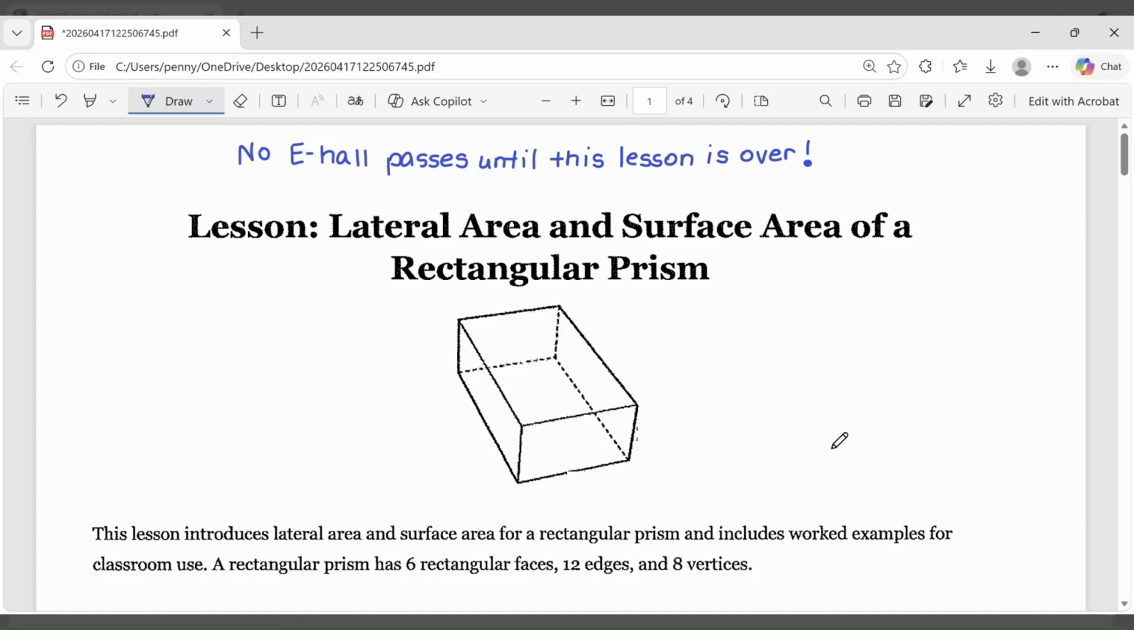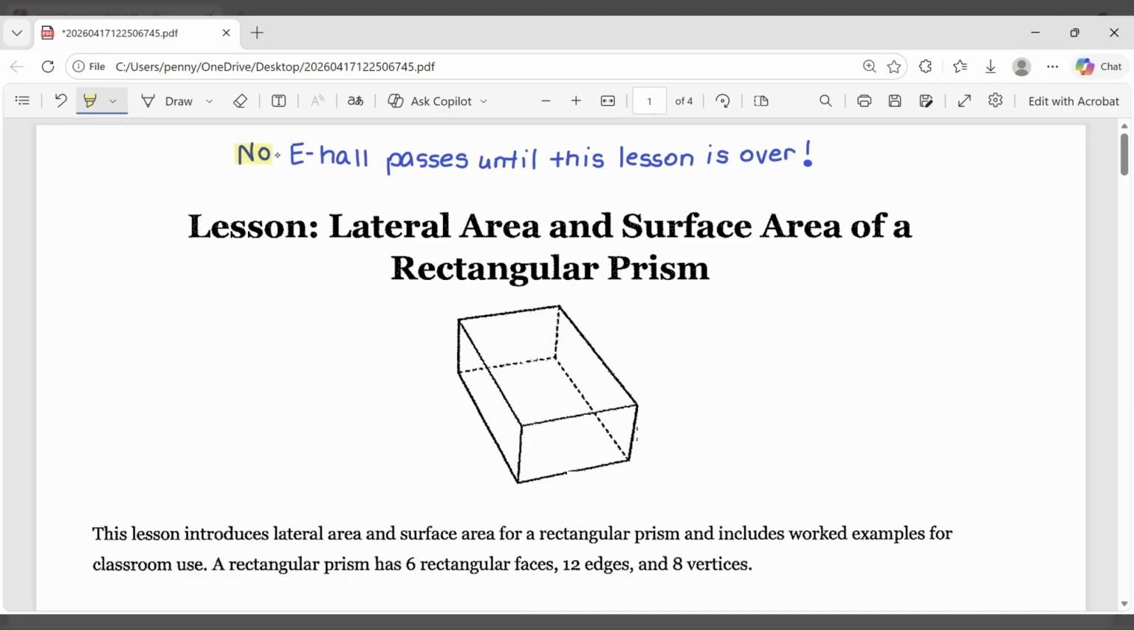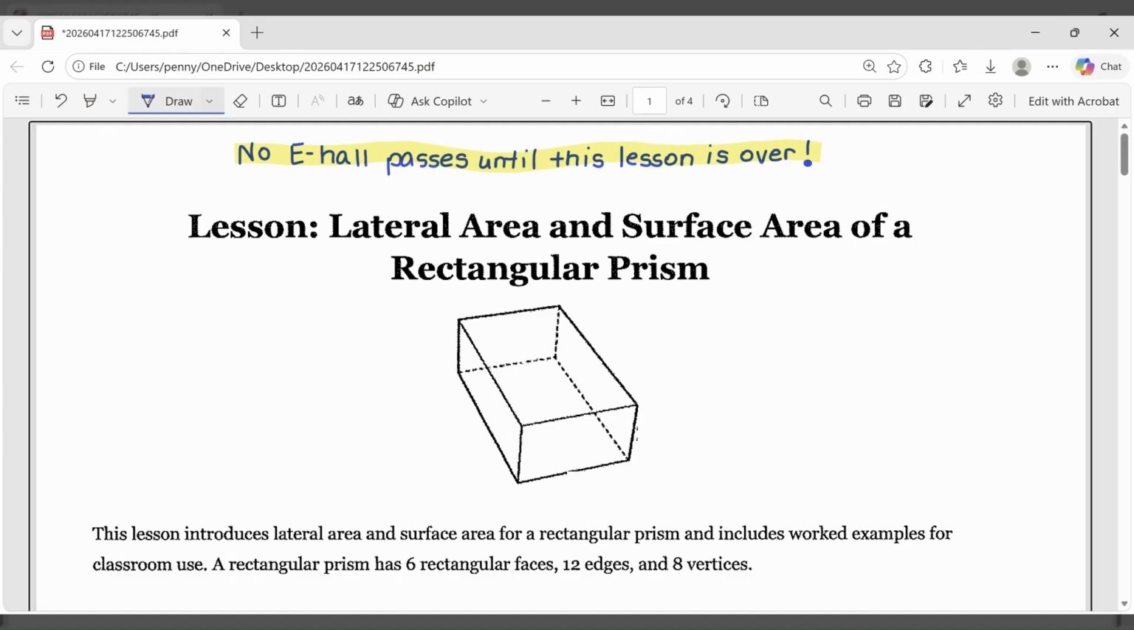Hello class, and today you're going to be reviewing some content from geometry. Notice at the very top I've said there are no e-hall passes that are going to be written until this lesson is over, so pay attention and fill in your notes.